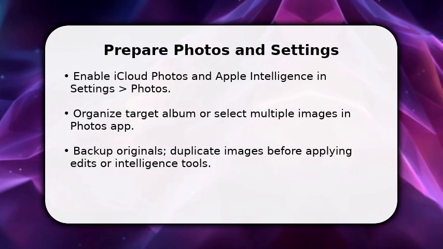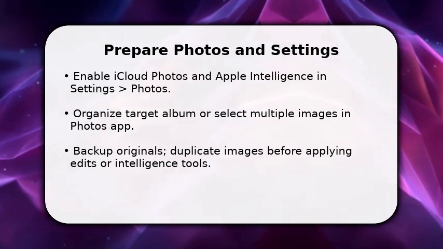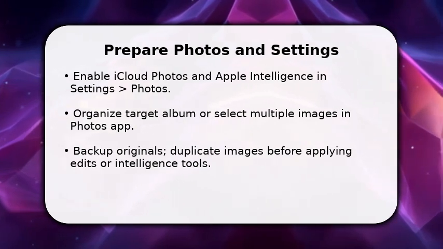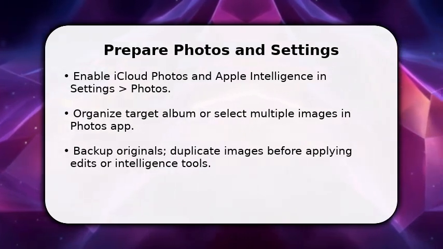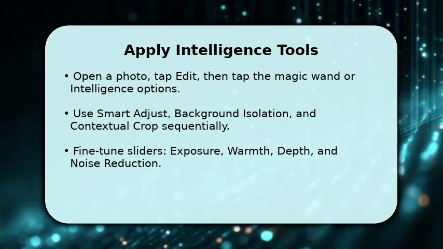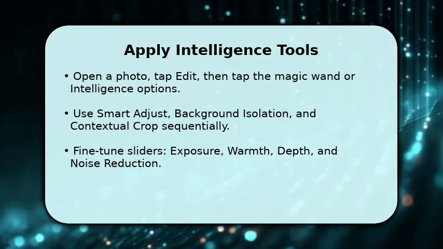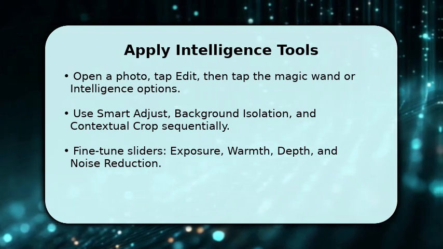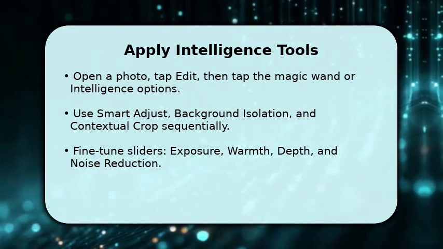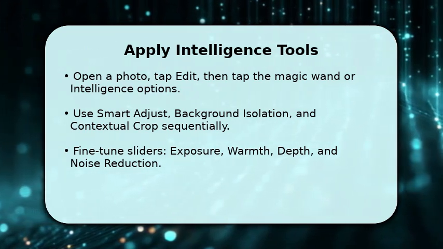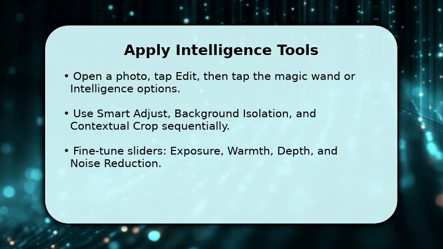This avoids irreversible edits and helps you compare outcomes because Apple Intelligence applies context-aware changes that can alter color, composition, or subject isolation. You now run the core Apple Intelligence features inside Photos. Open a selected image, tap Edit, and choose the Magic Wand or Intelligence menu to reveal tools like Smart Adjust and Background Isolation. Apply one tool at a time so you understand each effect.